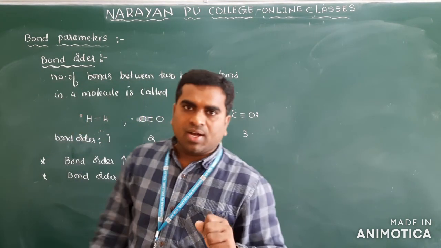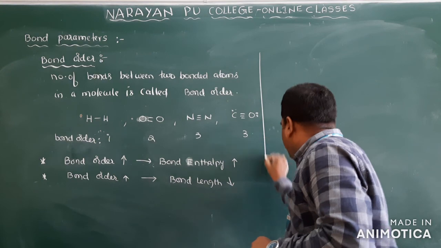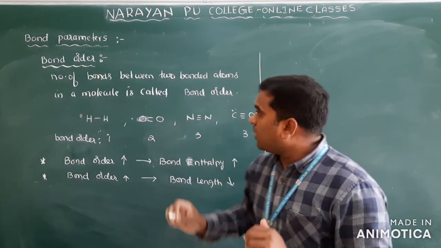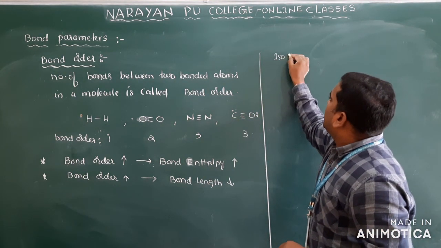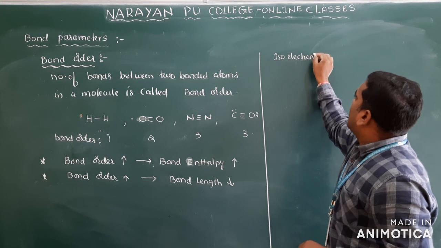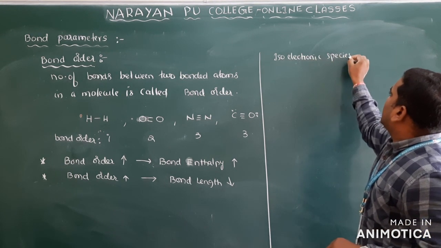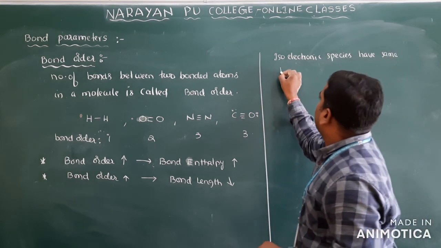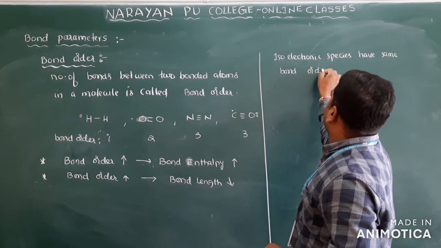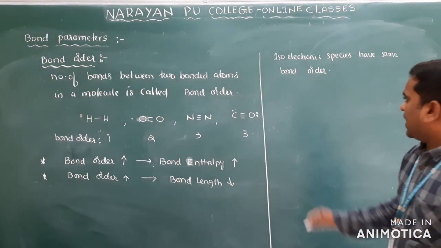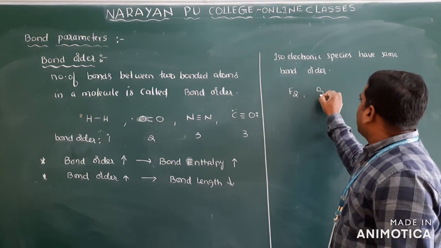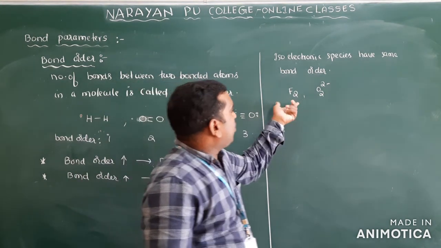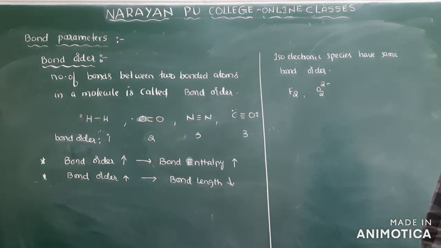And very important here, isoelectronic species will have the same bond order. Clear? Isoelectronic species have the same bond order. Suppose they ask, they have given F2 and O2 2 minus. What is the bond order for these 2 molecules?